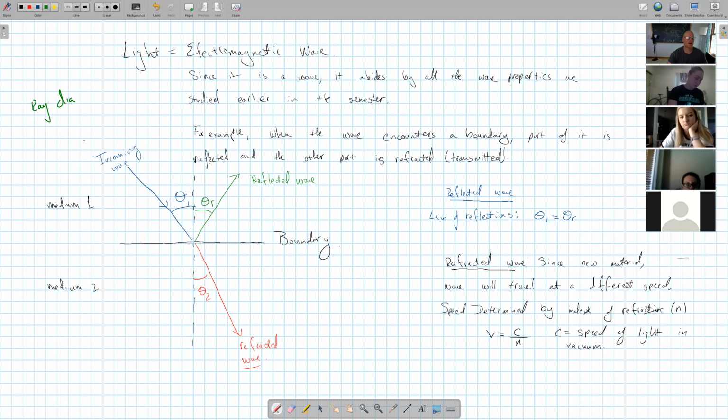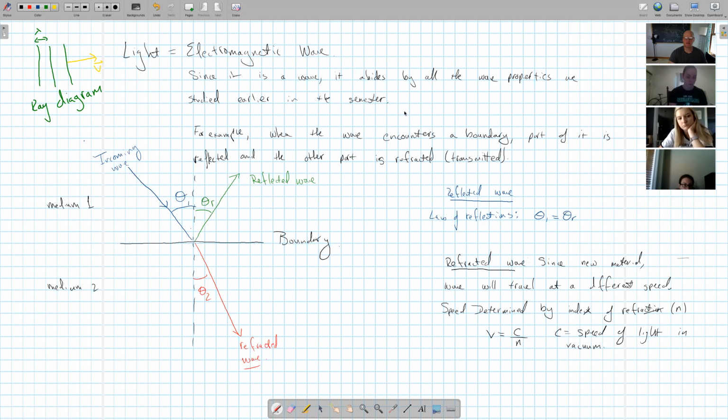So ray diagram. We'll talk more about this in the class, but if I have a wave, which is say, these are the wave crests, so that this distance across here is the wavelength, then a ray is a vector which points perpendicular to these wave fronts and points in the direction of the velocity of the wave. Okay, so this is what we call a ray diagram.